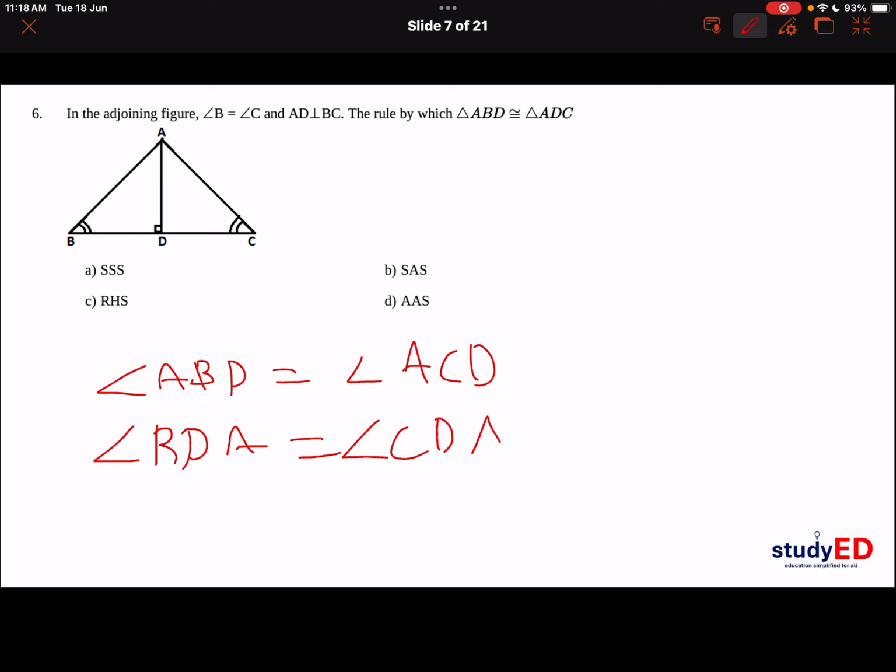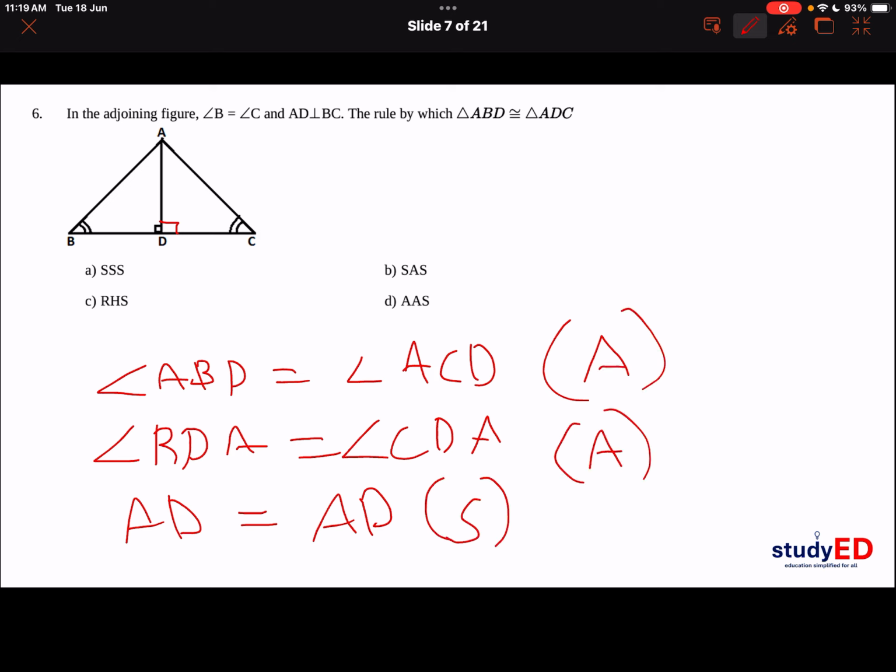How are we saying this? 90-90, equal, right angles are equal, and AD is a common side. AD is equal to AD. One angle, two angle, one side. Combine all of them. AAS theorem, angle angle side theorem. So using this congruence property, we can say AAS criteria fulfills this. So that's 6D. Simple.